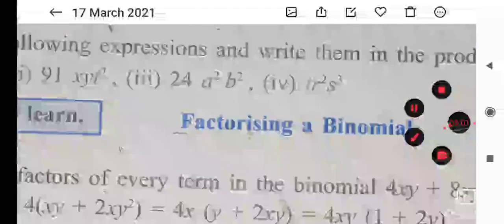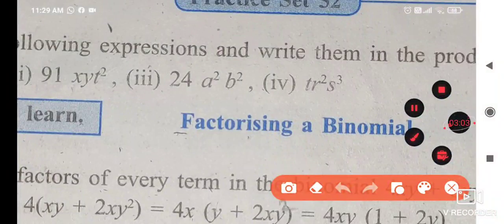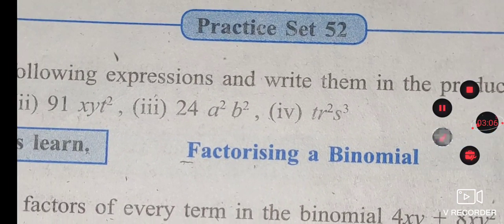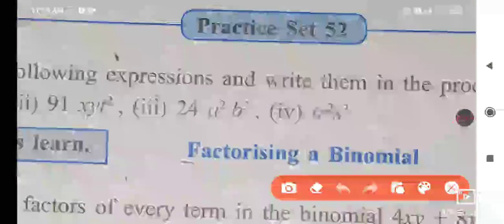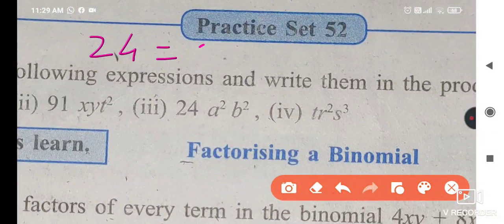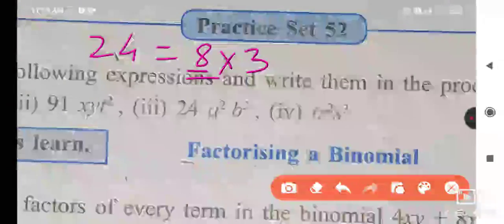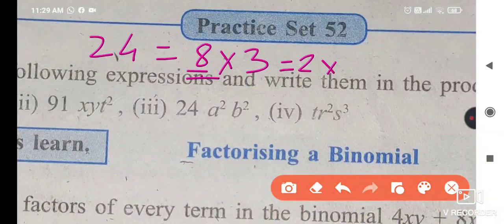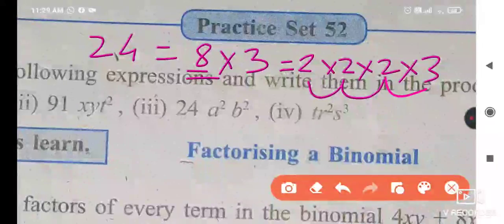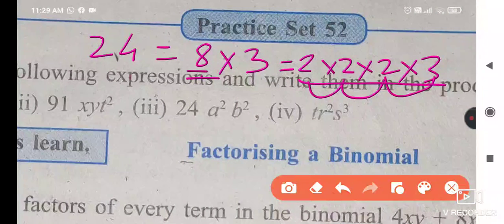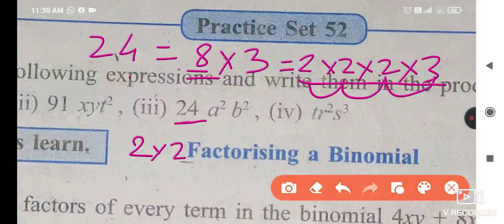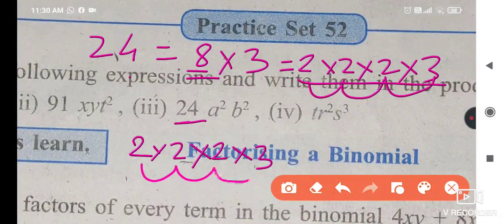Now 24 a square b square, how can we factorize this? 24 means 8 threes are 24. Again 8 is not a prime number, so at that time what do we have to do? 8 means 2 into 2 into 2, since 2 twos are 4 and 4 twos are 8, and 8 threes are 24. So these are the prime factors of 24. Instead of 24 we have to write 2 into 2 into 2 into 3.